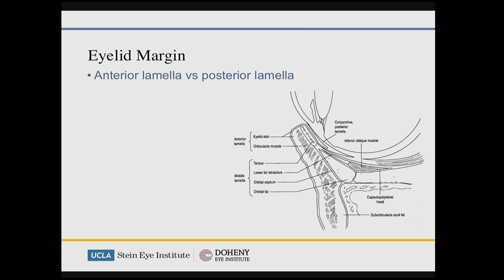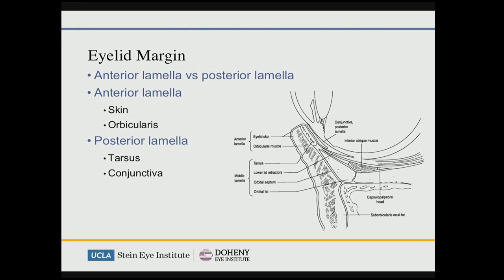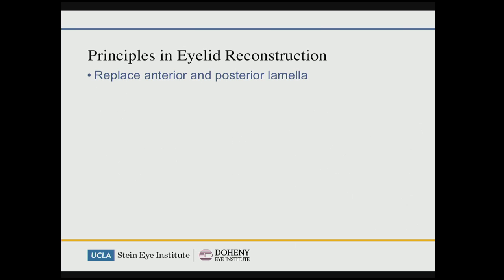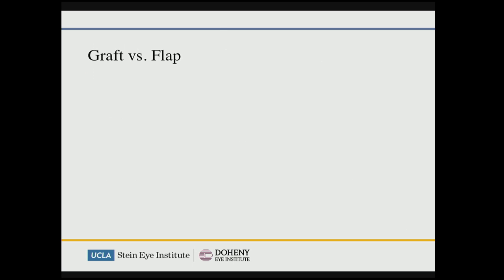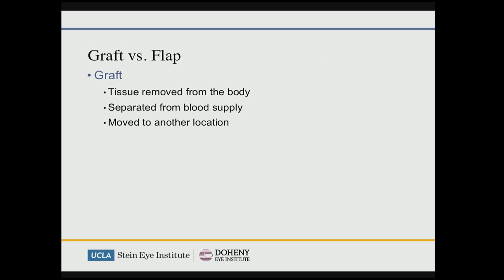The eyelid margin needs to be reconstructed with both the anterior and posterior lamella in mind. The anterior lamella consists of skin and orbicularis, the posterior lamella, tarsus and conjunctiva. So it's really important to replace both anterior and posterior lamella, and that can be done with a graft or a flap.